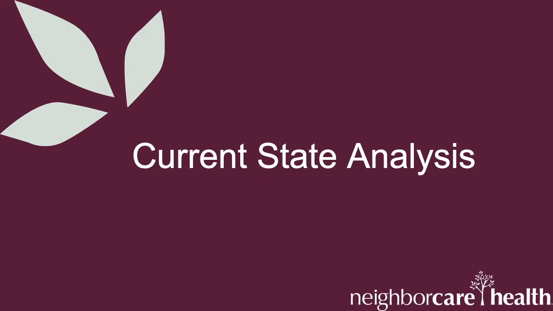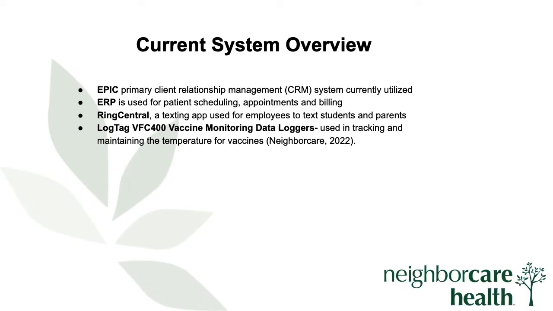Now for the current state analysis, we'll start with the current system overview. NeighborCare Health is using Epic for their primary CRM, ERP for patient scheduling, RingCentral for a texting app, and LogTag for tracking and maintaining the temperature for vaccines. I'll now pass it over to Summer to further explain the current system.